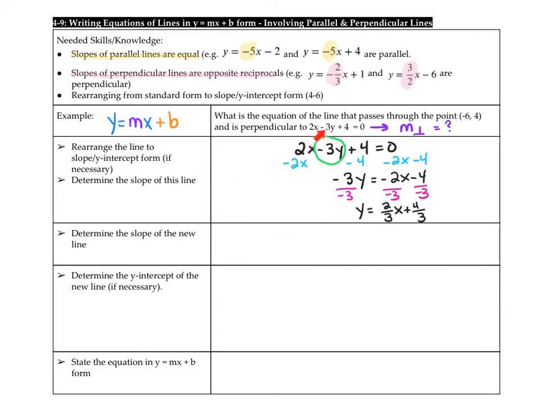So the equation of this line in slope y-intercept form is here, which means the slope is the coefficient of x. So the slope of this line is 2/3. To get the slope of a perpendicular line, you have to change the sign. So instead of positive, it's going to be negative. And you need the reciprocal, which means to flip it upside down. So instead of 2/3, it's going to be 3/2.